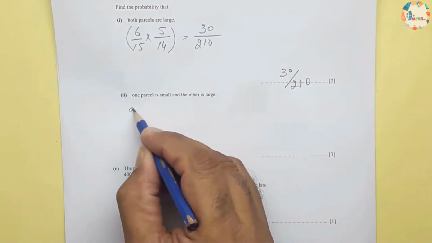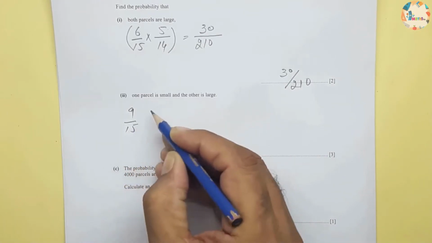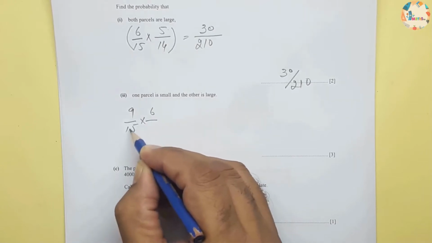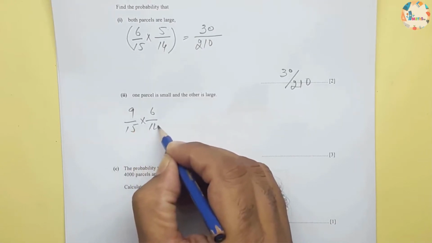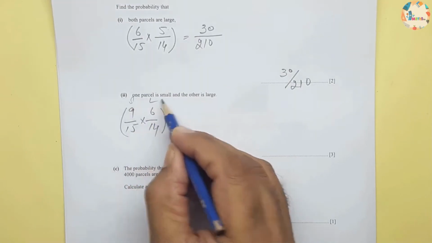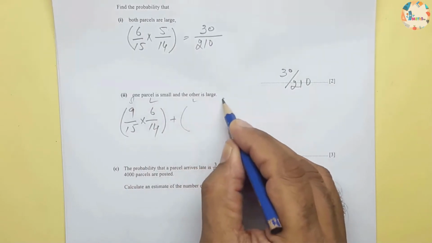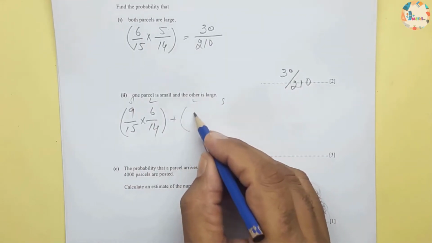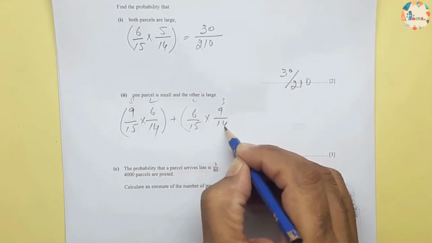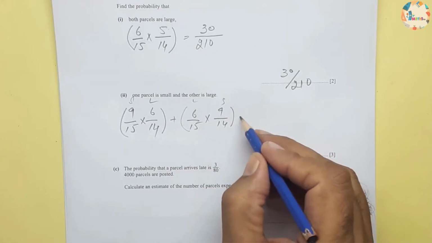Small will be 9 out of 15 probability, and the other will be large, so that will be 6 out of 14, as one is less. So this will be for small and large. The other option can be large and small, where large will be 6 out of 15 into 9 out of 14. This can be the other option.